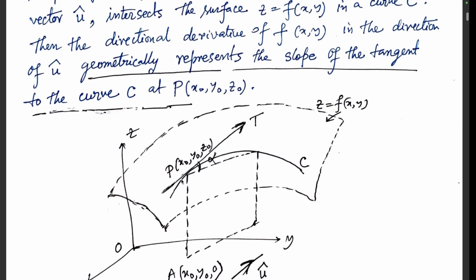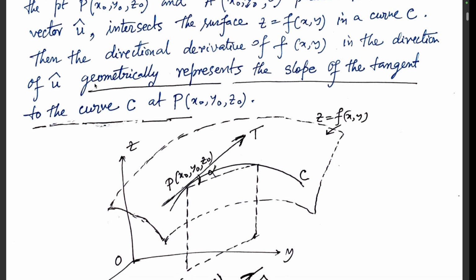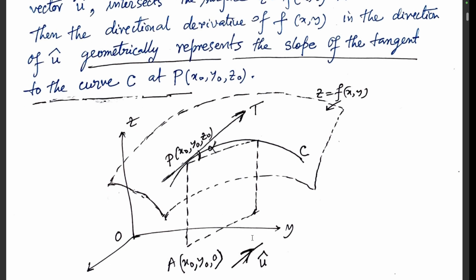This is the height; this point is P with coordinates (x0, y0, z0). The projection of the point P on the xy plane is the point A with coordinates (x0, y0, 0), so this height is z0, and this is parallel to the unit vector u cap. This is the u cap unit vector.